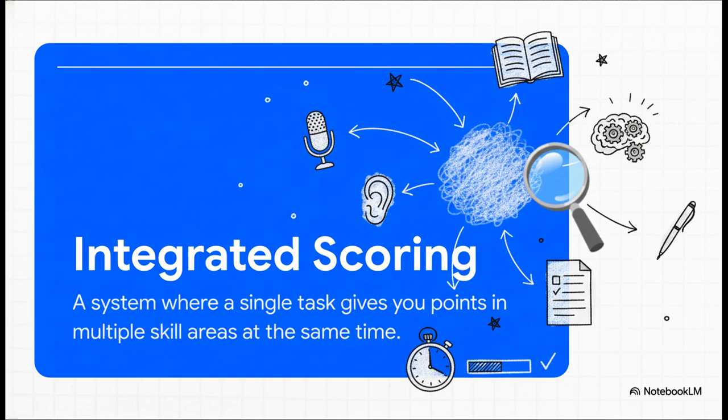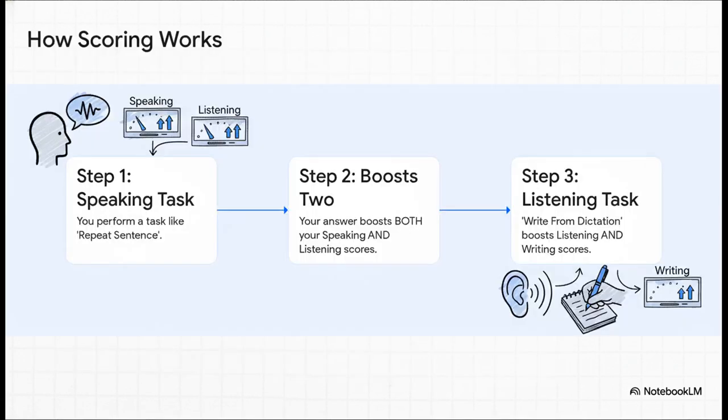PTE uses this really unique system called integrated scoring. And what that means is that a single question can actually give you points in more than one area at the same time. It's kind of like a 2-for-1 deal. For example, when you do a speaking task, you might also be earning points for your listening skills. And this shows you exactly how it works.